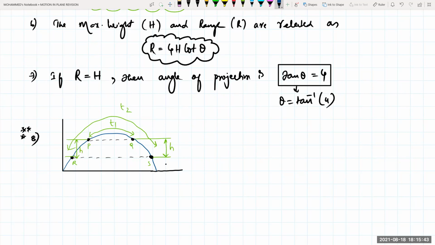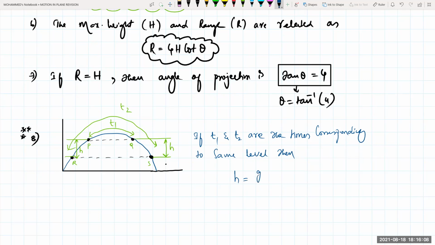Very important: if T1 and T2 are the times corresponding to the same level, then the relation between them is that the height can be calculated by the formula H is equal to g into T2 square minus T1 square, divided by 8. Clear?